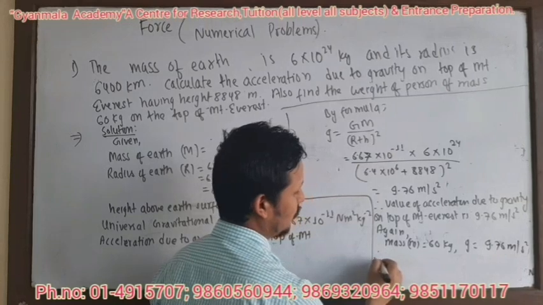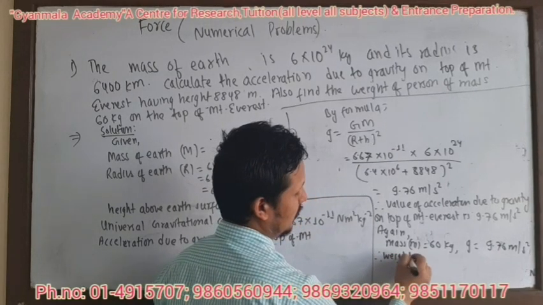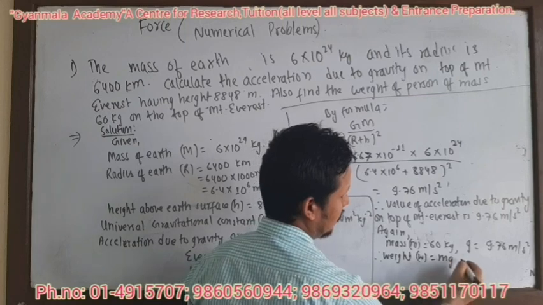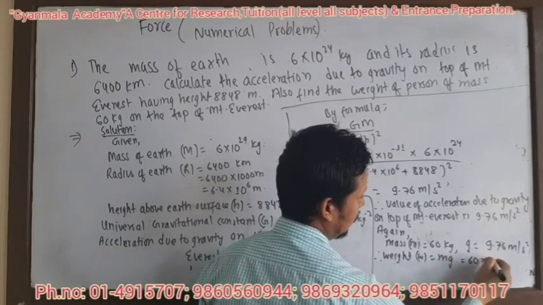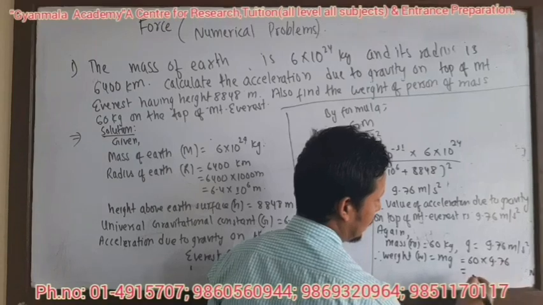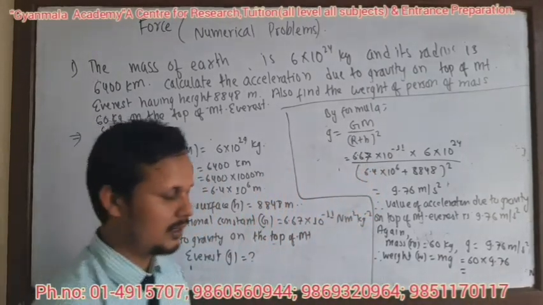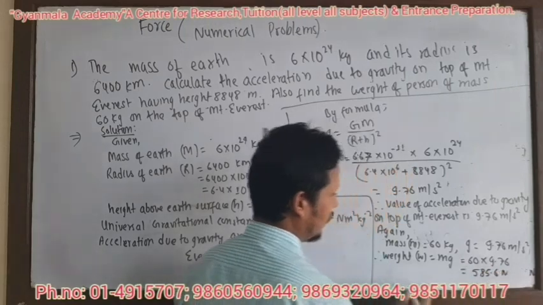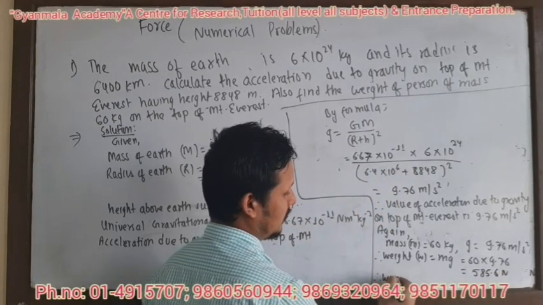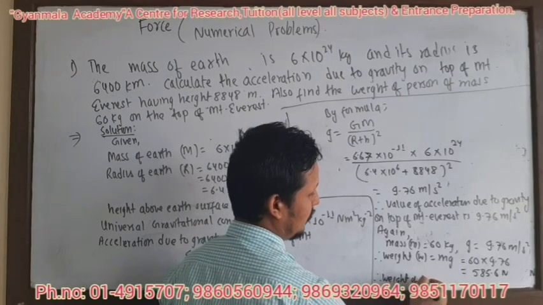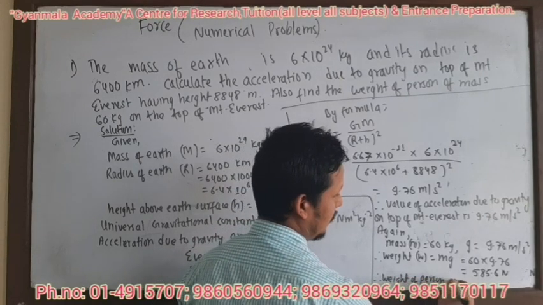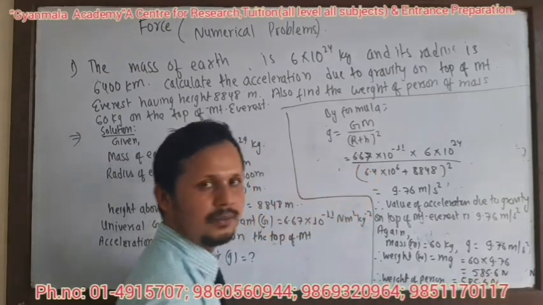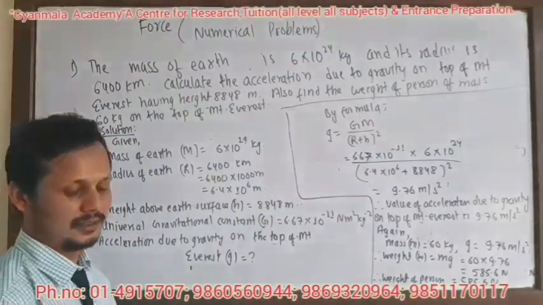Therefore, weight W equals to mg equals to 60 into 9.76. We will get the value of weight as 585.6 Newton. Therefore, weight of person equals to 585.6 Newton. I hope you understand this solution.